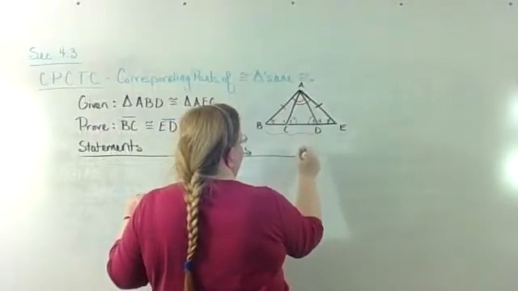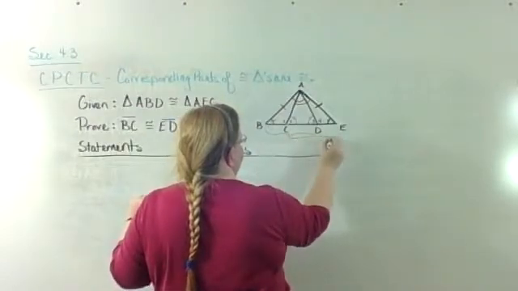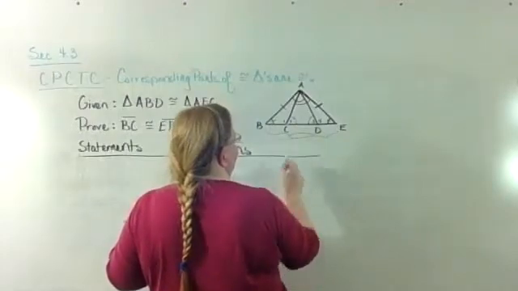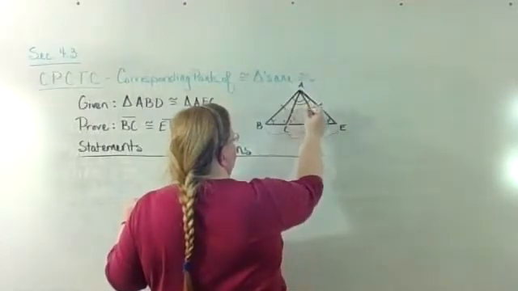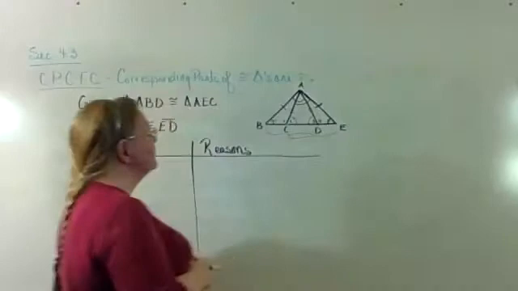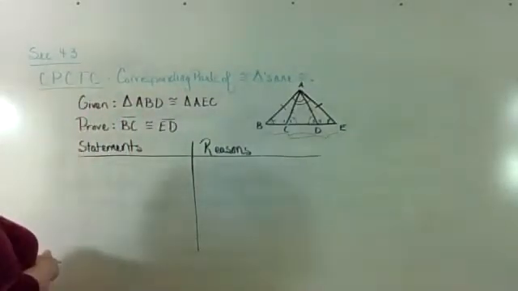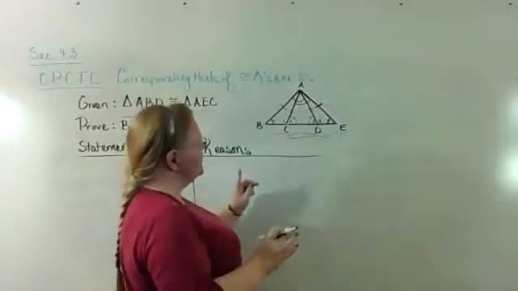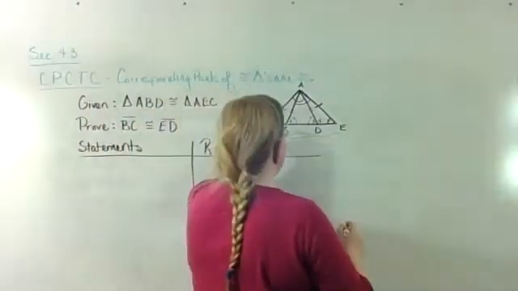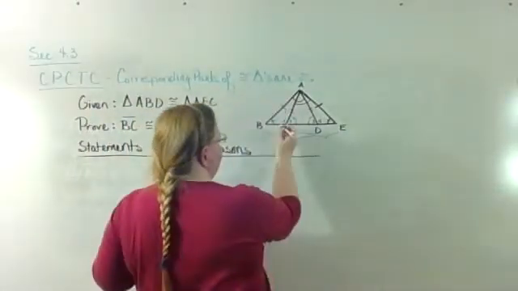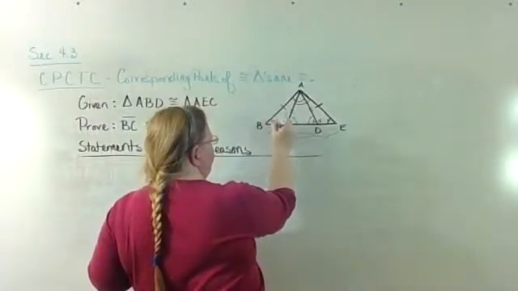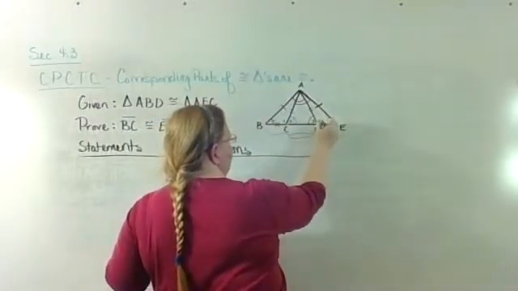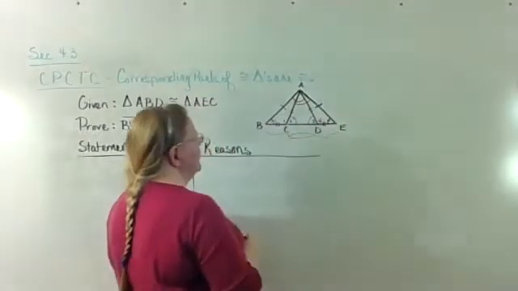And this side must be congruent to that side. And this side has to be congruent to that side. Okay. That's a lot of information. So basically, I want to know about this one right here, BC and DE.